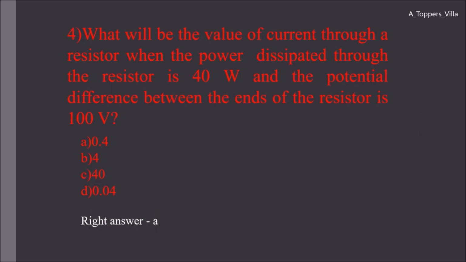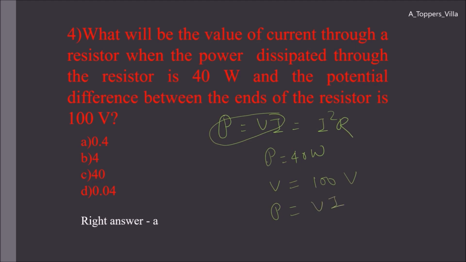First of all, we will see what is power. Power is P equal to VI or I square R. Here what is given? P equal to 40 watt and potential difference V equal to 100 volt. Then here we use the formula P equal to VI, then I equal to P by V, which is 40 by 100, 0.4 ampere. Right answer is option A, 0.4 ampere.